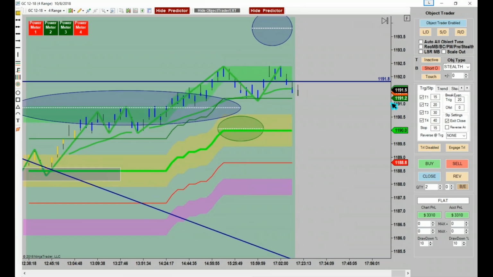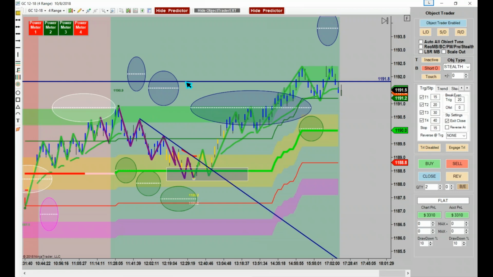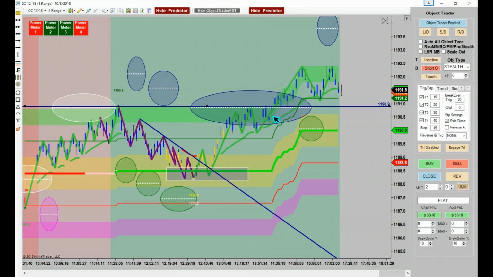Where is the trade on this chart next? Anybody? What do you think? It's already checked there. That was resistance, it rolled. It was support and it came back and kissed it. So where do you think the next trade is on this chart? Anybody?